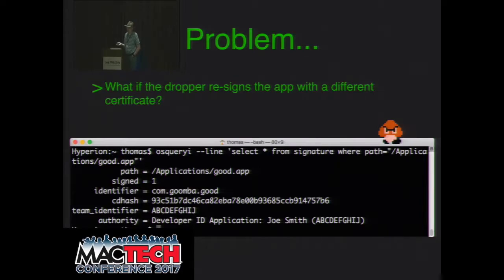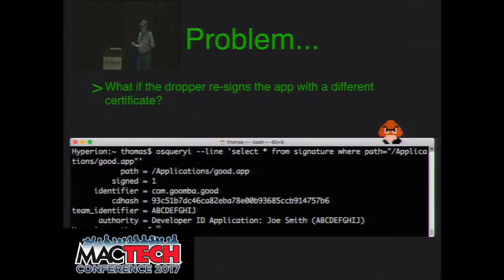Now, there is a problem, of course. What if the dropper application actually re-signs the modified application? There's not really a whole lot that you can do to automatically detect that without a lot more coding. So for example here, say I have maliciously modified this application and then I've re-signed it. You can see it says signed equals 1 here. So it's legitimately signed. The problem is this is no longer signed by me. This is my app, but it's not signed by me. It's signed by Joe Smith with this other team identifier.